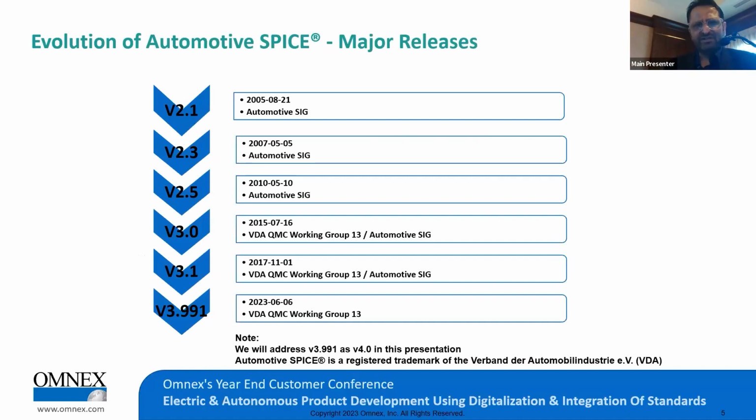Okay, this release timing, not just to tell you that 2005 is when it started, but right now we say, or in this presentation we'll use the term 4.0, but technically the correct term is 3.991. The 4.0 is to be released maybe by next month, which was supposed to be this month, but unfortunately it couldn't get released.